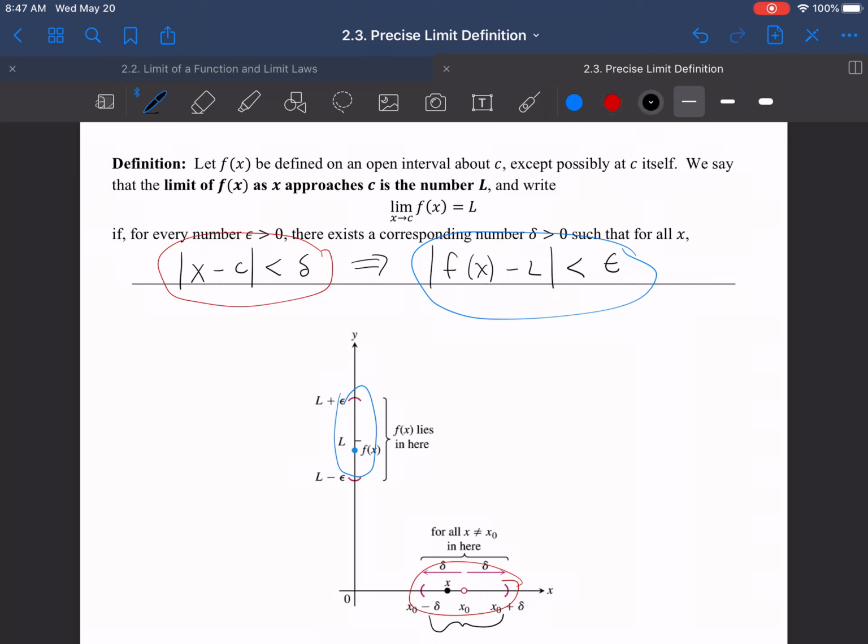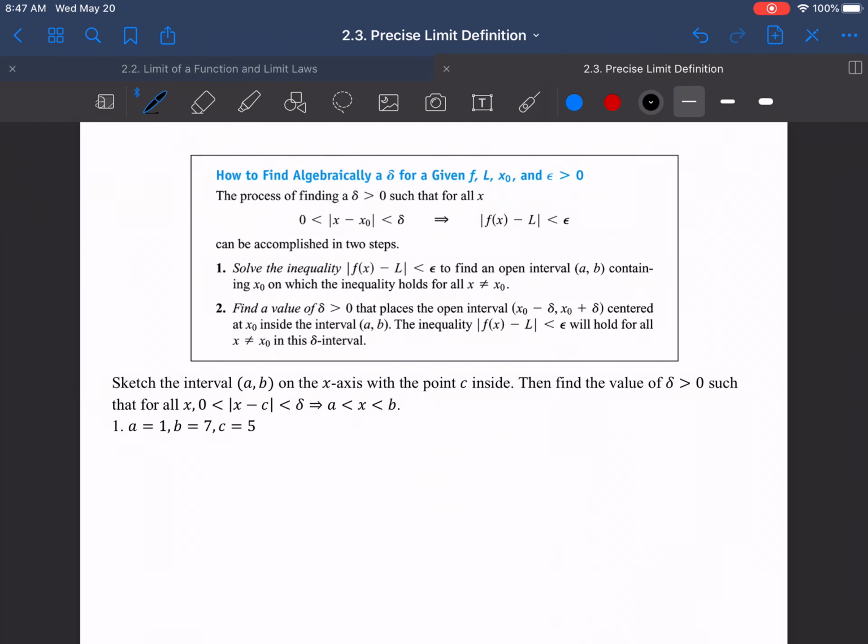But the way this is going to be done is you will be given an epsilon. You're going to end up computing L, because that will be our limit. So you'll find the limit, and then you'll compute it, and then we're ultimately going to find this delta that we'll have to have in order to keep us within that certain amount of our L value. All right, so how do we find this algebraically?